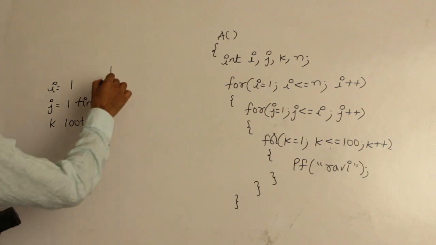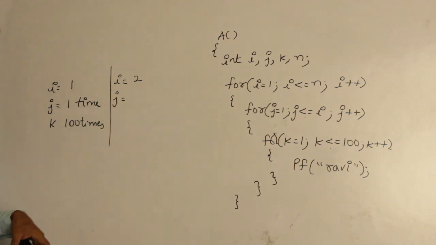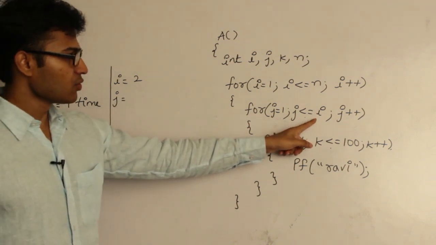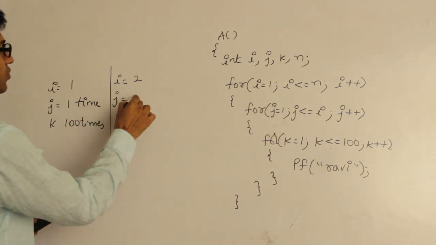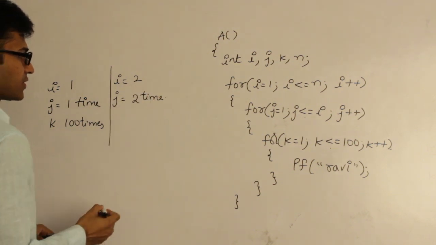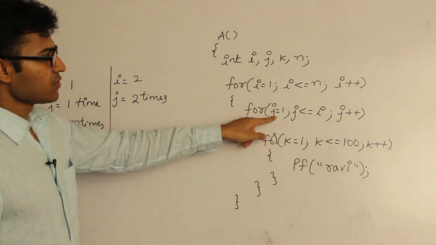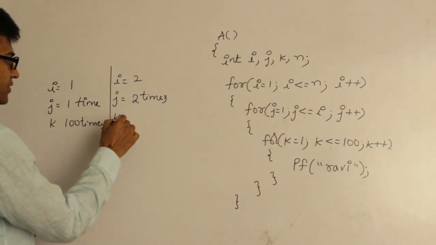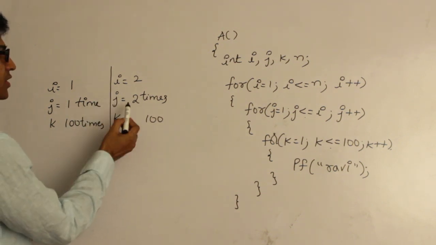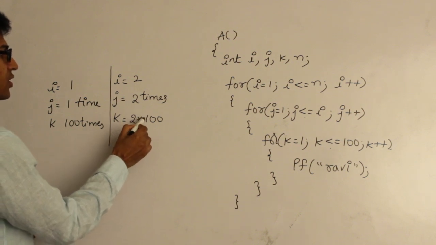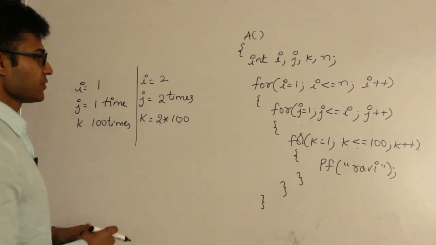Okay. Now for i equal to 2, how many times will j be executed? The j loop will run from j equal to 1 to 2, which means it is going to be executed 2 times, and the inner loop is going to get executed 100 times for each execution of j. How many times is j getting executed? 2 times. Therefore k is getting executed 2 into 100 times. Therefore this printf is going to be printed 200 times.